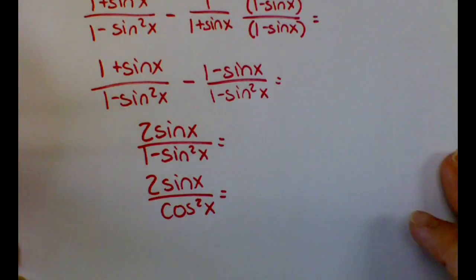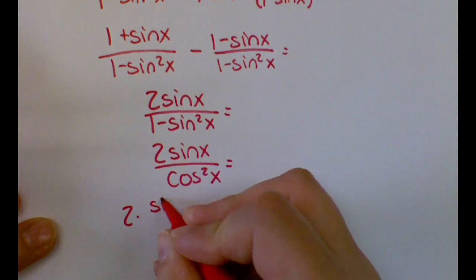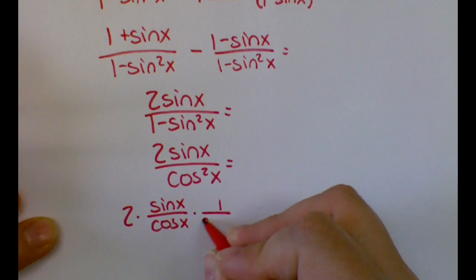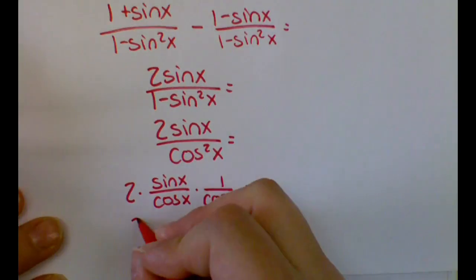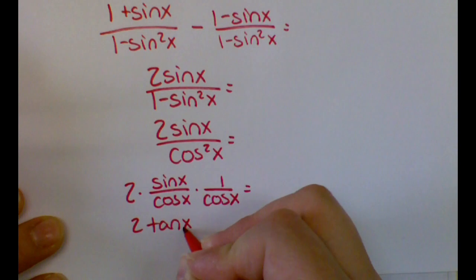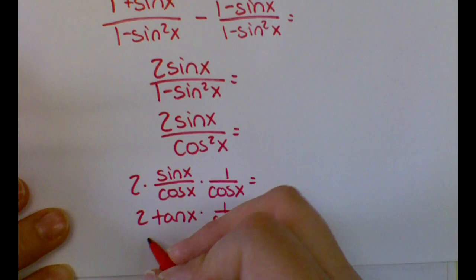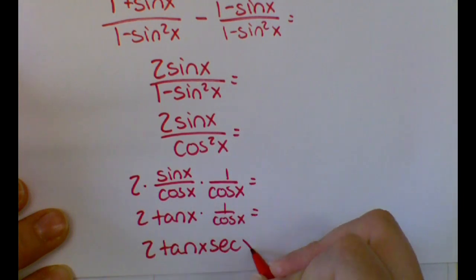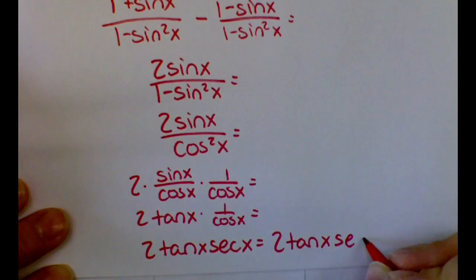And then I'll break it into separate fractions. 2 times sine over cosine times I'm left with 1 over cosine. And I know sine over cosine is tangent. And 1 over cosine is secant. And that is exactly what I was trying to get to.